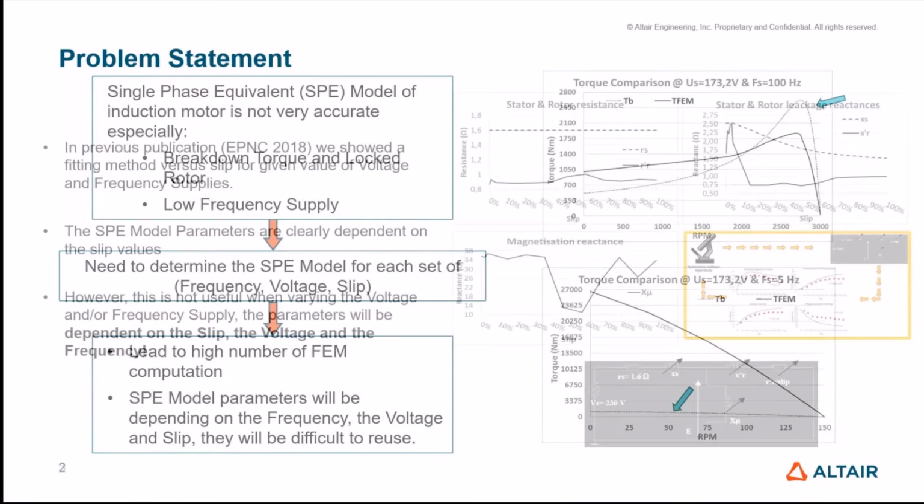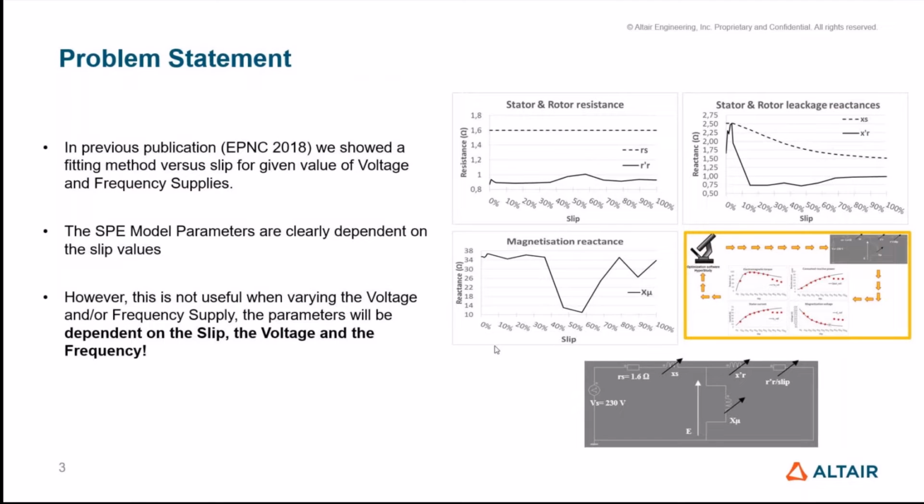But the finite element computation can also be expensive, especially for variable speed and system analysis. This is another work we presented where we have a fixed frequency and a fixed voltage, but we can clearly see that to have an accurate model, the parameters of the equivalent scheme need to be fitted for each slip value, which again can be a bit expensive in computation time.